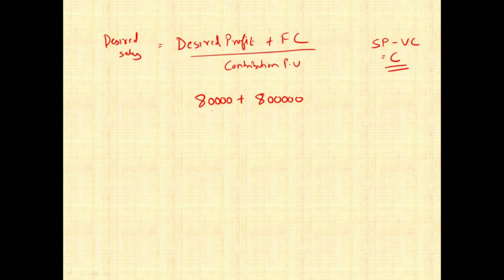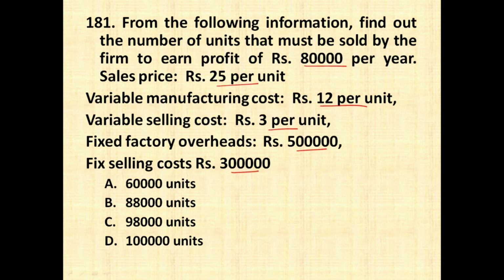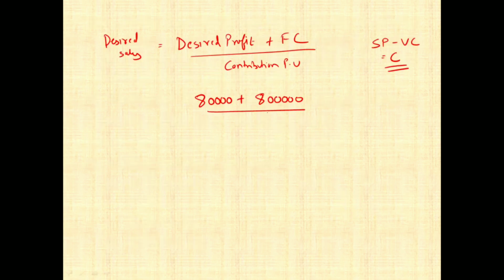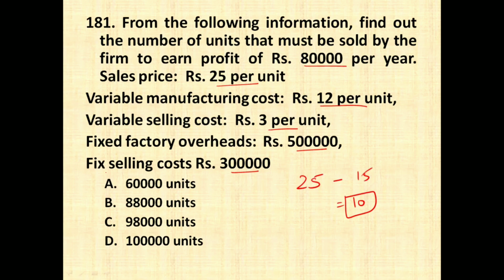rupees is the fixed cost, and contribution is nothing but selling price minus variable cost. So selling price is ₹25 per unit minus variable cost is 12 and 3, 15 per unit. So contribution per unit is going to be 10 per unit. Therefore 80,000 plus 8 lakh divided by 10, that is 8 lakh 80,000 divided by 10 is going to be 88,000 units. So option number B is going to be the correct answer for this question.